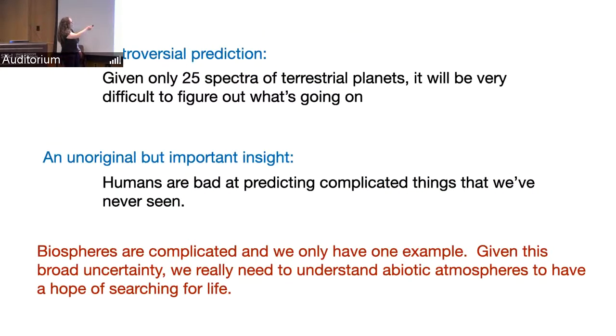Okay, so my non-controversial prediction, and tell me if it's controversial, but I really don't think it is, is that with 25 spectra of terrestrial planets, it's going to be really hard to figure out what's going on. Also, humans are bad at predicting complicated things that we've never seen, right? And biospheres are complicated. We only have one example, so never mind terrestrial planets. Given the broad uncertainty in what life is like, we really do need to understand what abiotic atmospheres are doing if we're going to have any hope of searching for life. So we need to organize all this, and we need to understand what's going on if we're going to do the basic job of searching for habitable worlds.